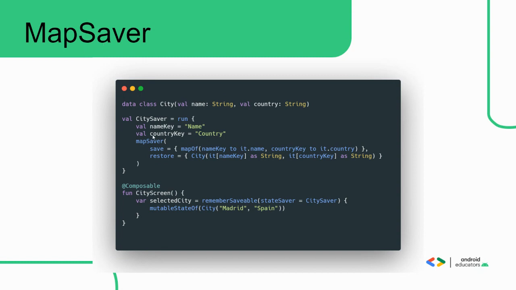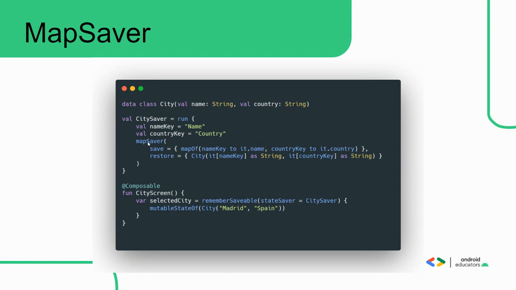Okay, so you have to create a mapSaver first of all. We have to provide the key and then the value, same like that. So you have to provide two things in mapSaver: how to save it and how to restore. In the save, you have to provide a map, a hash map, and for restore you have to provide how you can restore the value. So you have to provide this one.